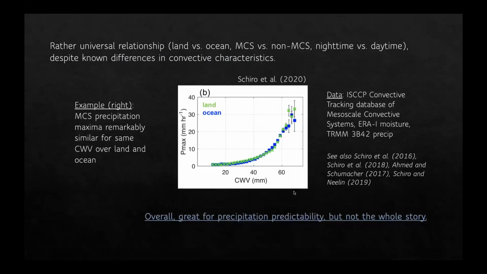And we have found that this relationship seems to be rather universal over land versus ocean, for MCSs and non-MCSs, nighttime versus daytime, despite the fact that there are known and distinct differences in convection between land and ocean. It seems that for a given amount of moisture in the atmosphere, a particular precipitation intensity on average can be observed. And so this is great. This has been, in my totally biased opinion, great progress for understanding controls on precipitation and precipitation predictability, but it's not at all the whole story.